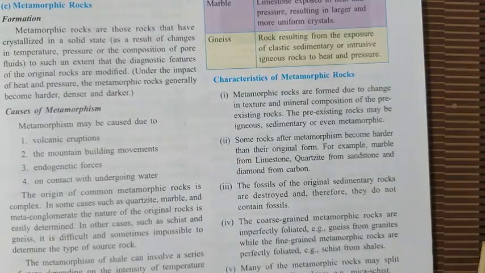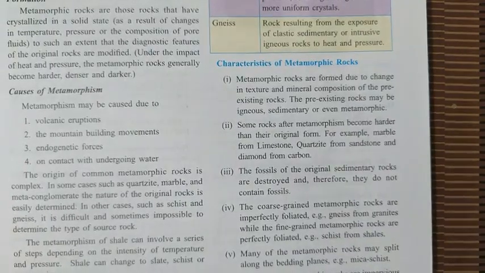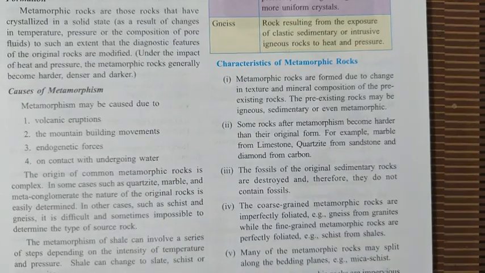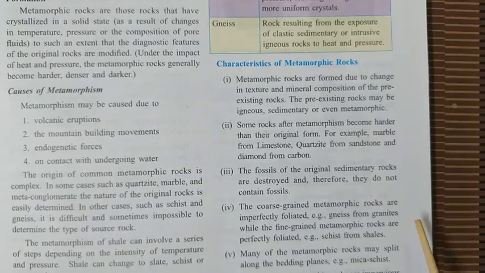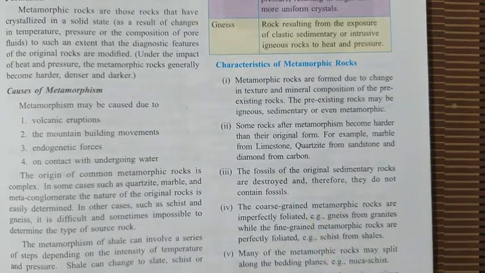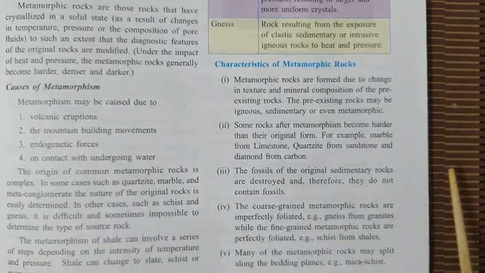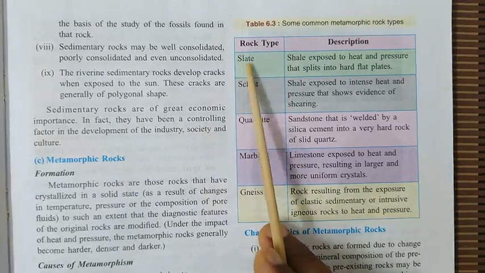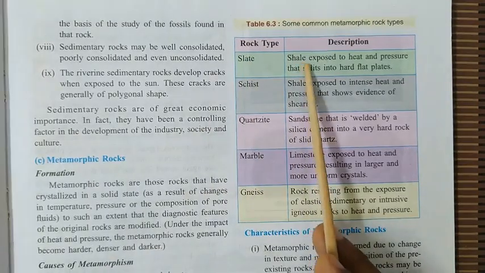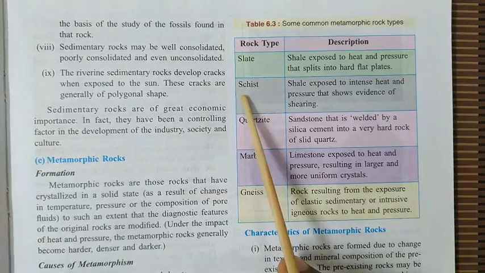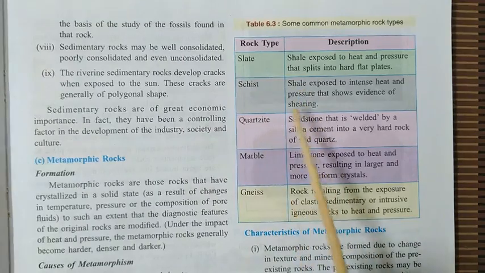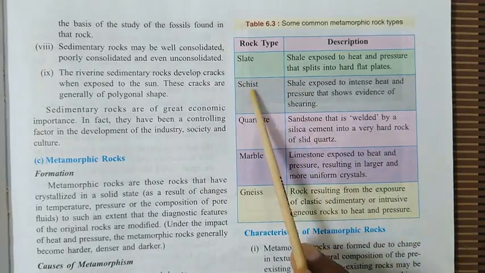Now let's see the characteristics of the metamorphic rock. First of all, these rocks change into different types of structure and mineral composition, which can be seen here. There are many different types of rocks. Let me show you this table. You will see here slate is the original rock, but when it goes through the process of metamorphism, it forms the shell. Then schist is a common rock, but when it goes through the process of metamorphism, it also forms the shell.